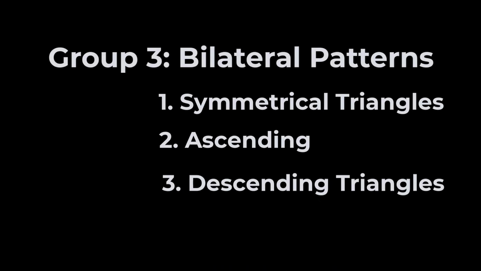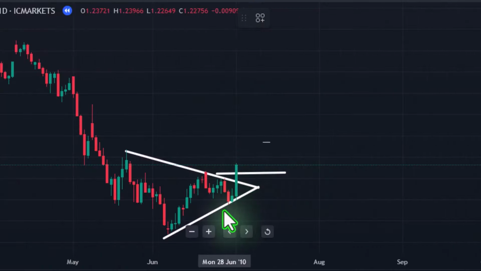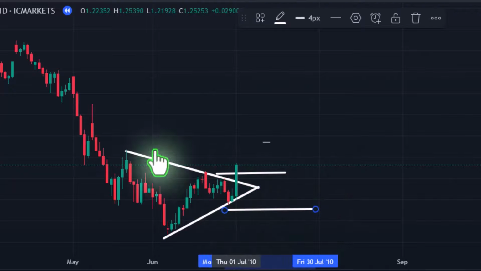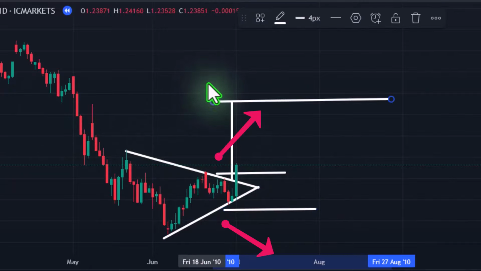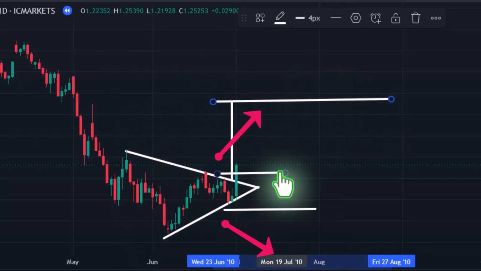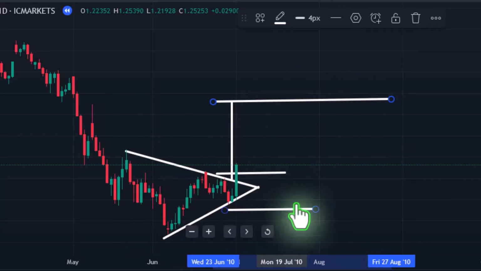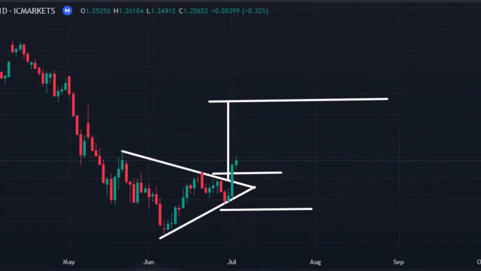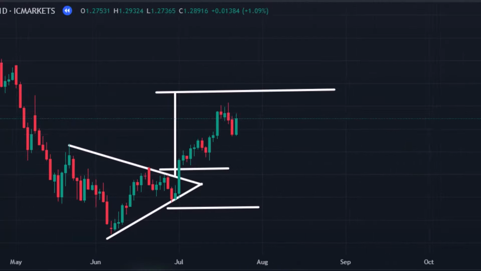Group 3. Bilateral patterns. Finally, bilateral patterns signal that the market could break out in either direction. They are perfect for breakout traders. Key examples include the symmetrical triangle.